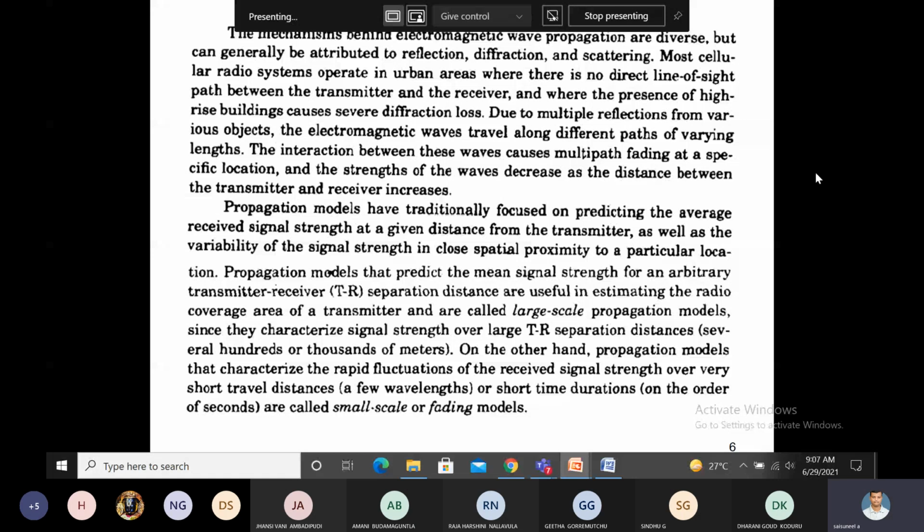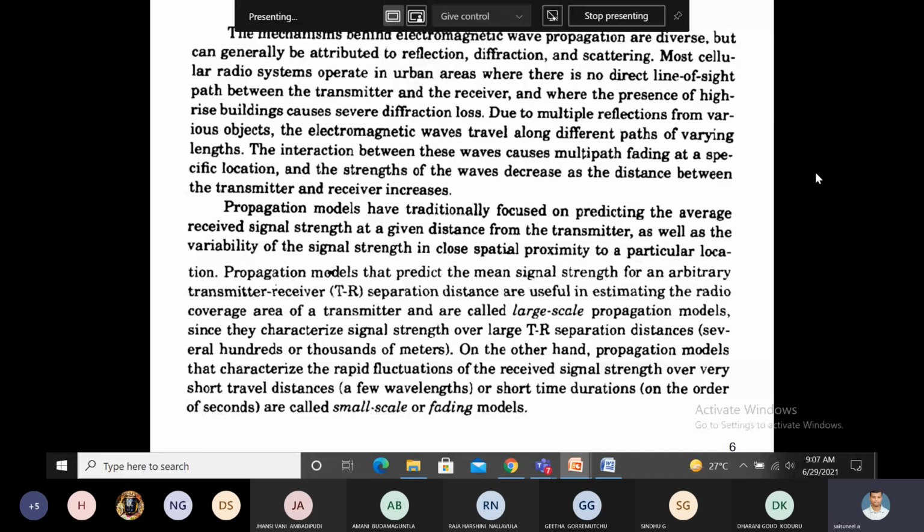Right. Now we discuss the propagation model. What is a propagation model? A propagation model is nothing but, for a given distance from transmitter to receiver, we have to calculate the mean received signal strength. What is the mean received signal strength? Average received signal strength calculation is nothing but a propagation model. There are two types of propagation models. The first one is the large scale propagation model. The second one is the small scale propagation model or fading models.